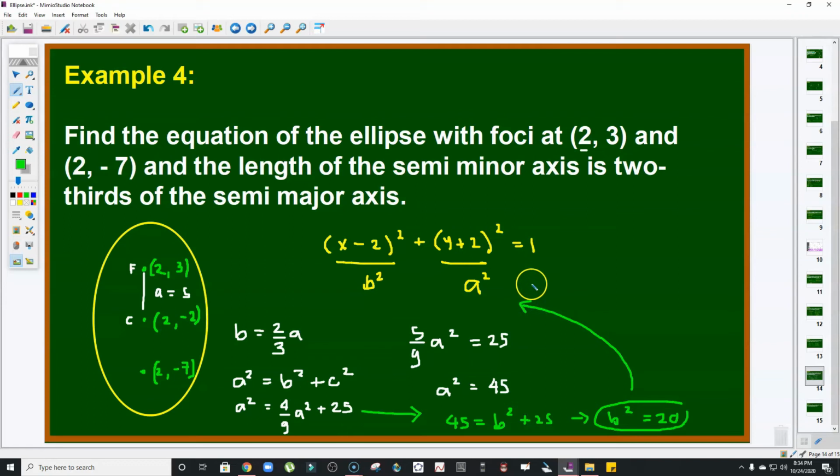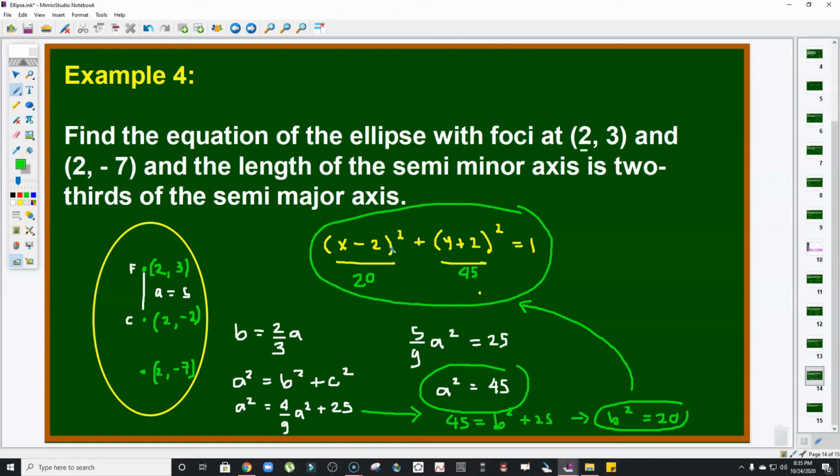Okay? So, I'm running out of space. I'll just erase this one. Okay? So, ang b squared ko is 20. Palitan ko lang to. So, this one is 20. Alright? While this one, a squared, papalitan ko to. So, this one is 45. Okay? 45. There you go. So, therefore, the equation of the ellipse that we're looking for in this problem is this.